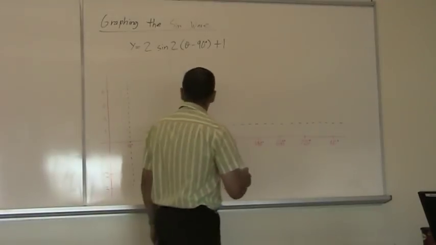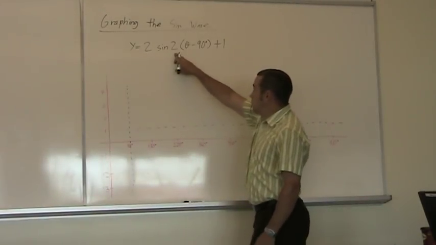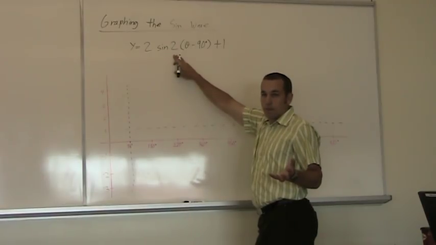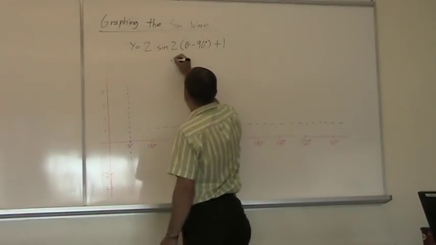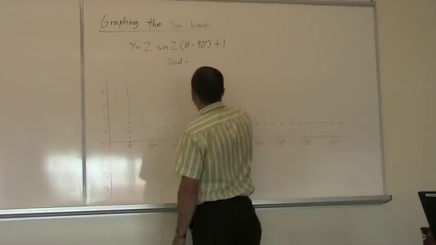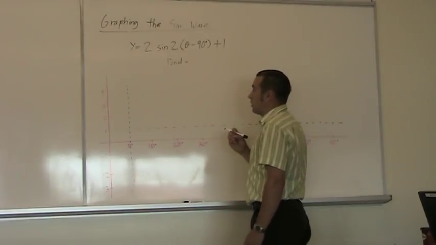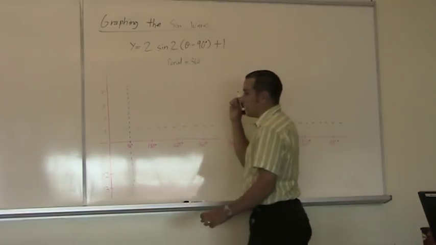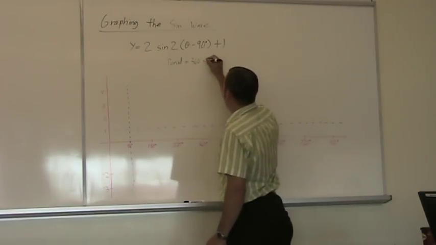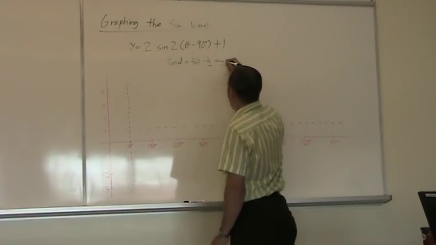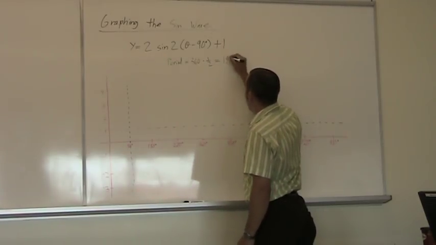Next. I have a 2 out in front. It's the number that affects my period. If you're not sure how it affects your period, whether it doubles it or halves it, think of the reciprocal. I take the normal period, which is 360 degrees, and multiply by the reciprocal of 2, which is 1/2. So my period is going to be 180 degrees.